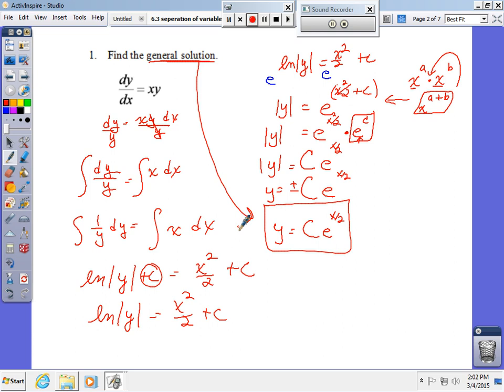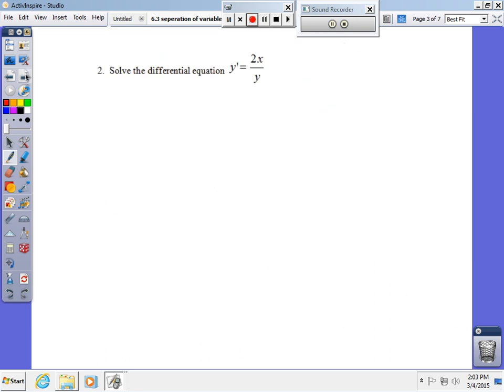The specific solution is, depending on what x and y are, we're going to come up with the specific solution so we can figure out what C is. Okay? And that's pretty much how they all work out. Some of them are more difficult than others. So here, let's do this next one. Write it in terms of dy dx, get the x's and y's together, and then we're going to integrate, find the antiderivative of both sides.